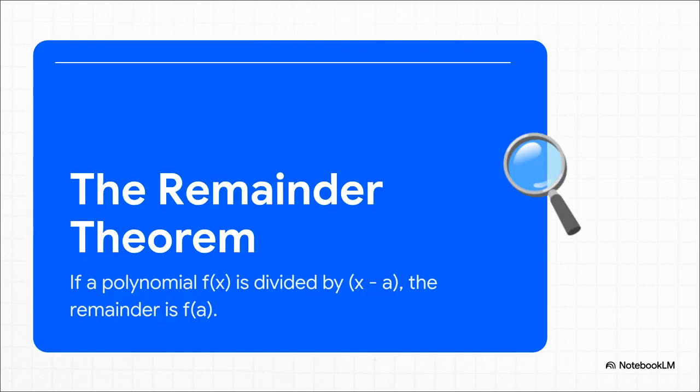The first one is called the remainder theorem, and this is just brilliant. It says that if you want to know the remainder when you divide a polynomial by something like x minus a, you don't actually have to do all that long division. You just plug a into the function, and whatever number pops out, that's your remainder. It's a total game changer.